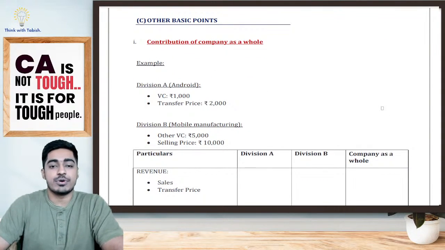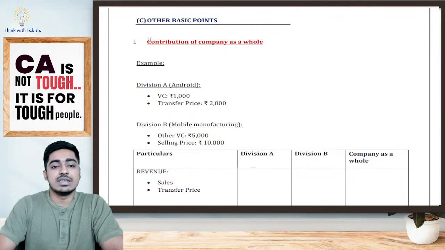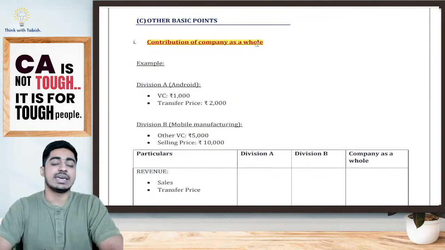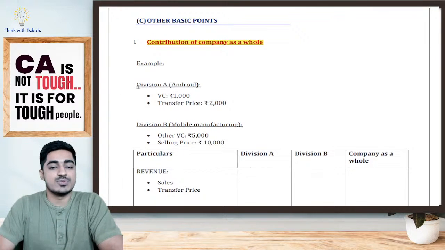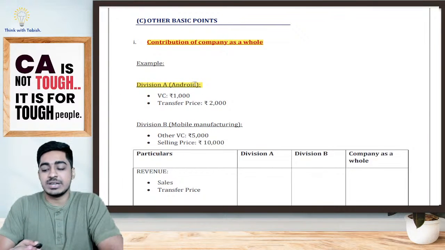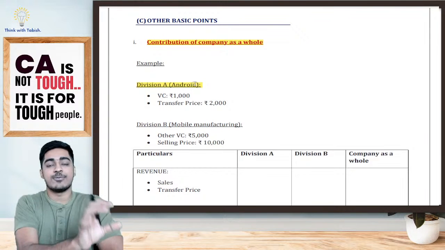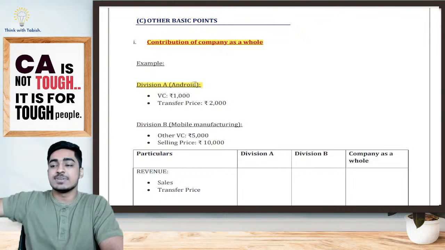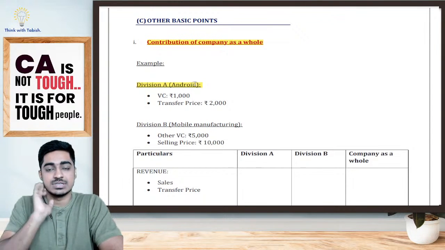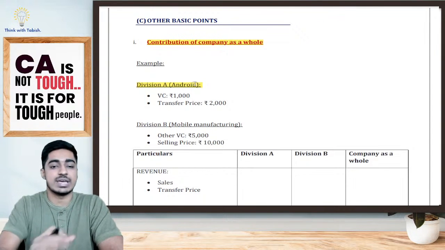Now, other basic points which have to be kept in mind. Firstly, contribution of the company as a whole. Let us try to understand it with the help of an example. Throughout this chapter, we'll be taking the same example. We have Google. We have one division, Android, and one division, Google Pixel phones. We are transferring Android software to Google Pixel. This example we are going to use throughout as a standard.